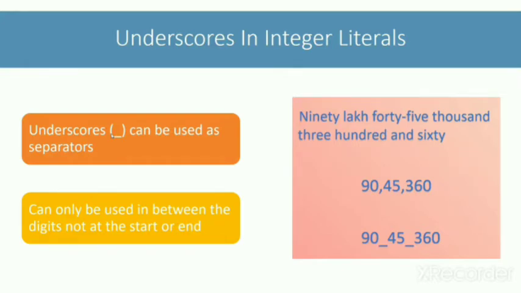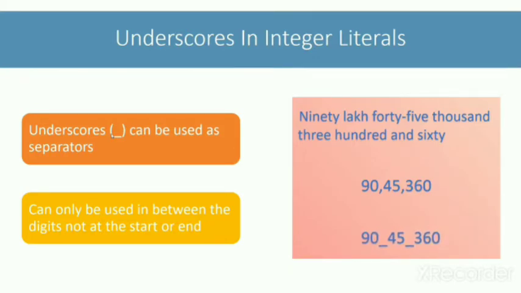When we are writing currency amount, we use commas to separate the hundreds place, thousands place, etc. If you have to write an amount of 90,45,360, you will write it like this. In Java, you cannot use commas in your integer literal. Instead, you can use underscores and write it like this. It will be a valid integer literal.